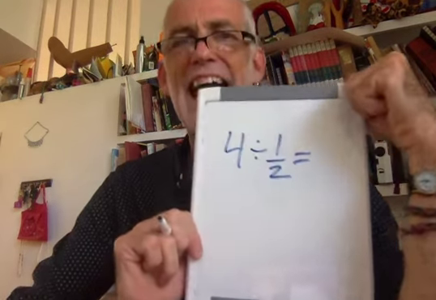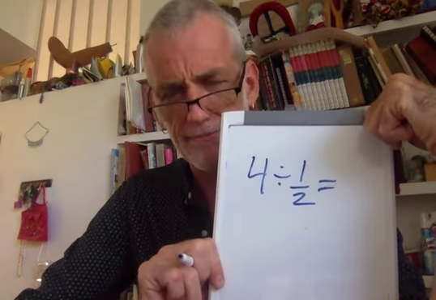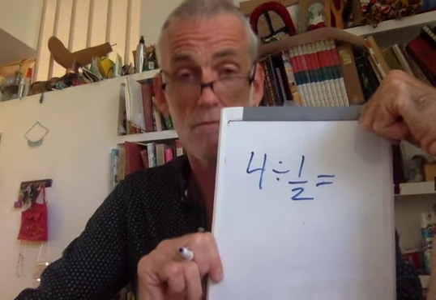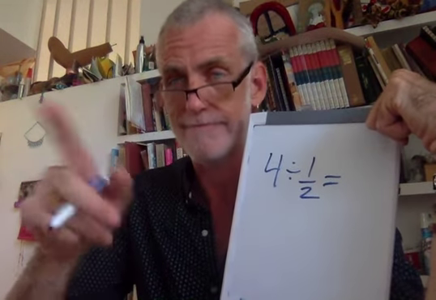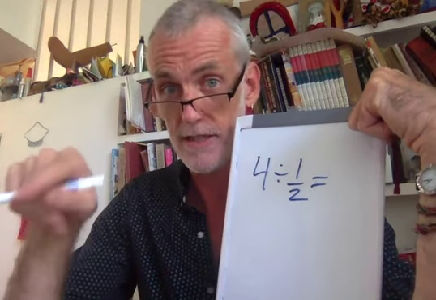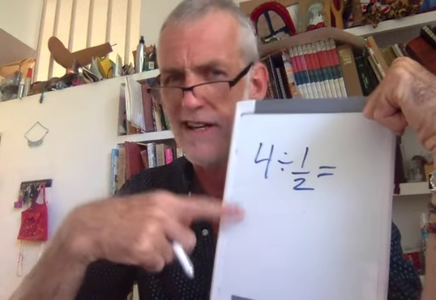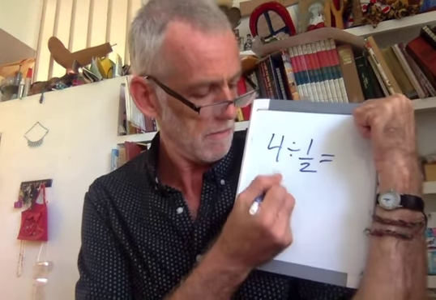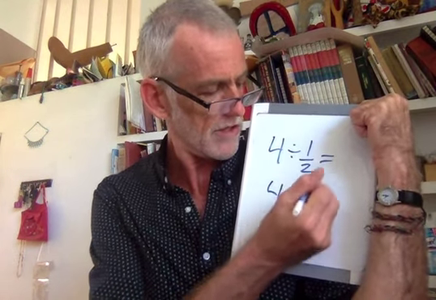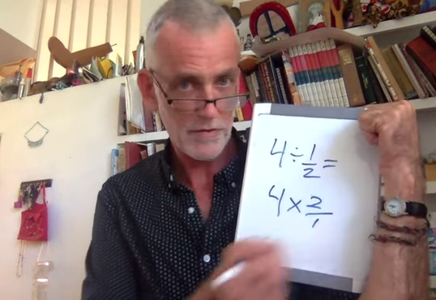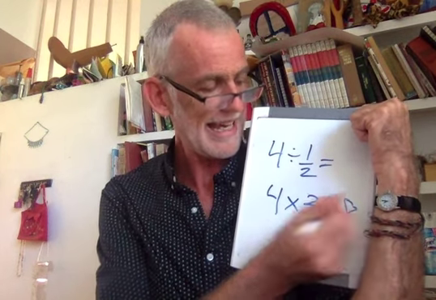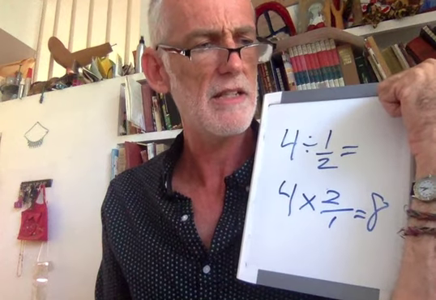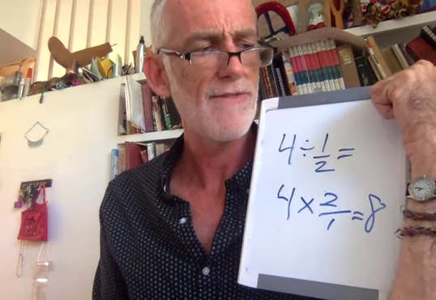Let's try the next one. 4 divided by 1/2. How many halves can we put into 4? How many halves in a 1? 2. 2 halves equals 1. Cut a pizza in half. There are 2 pieces. 2 halves equals 1. What's this answer going to be? Got it already? Let's do the math. 4 times, flip it, 2 over 1 equals 8. 8.